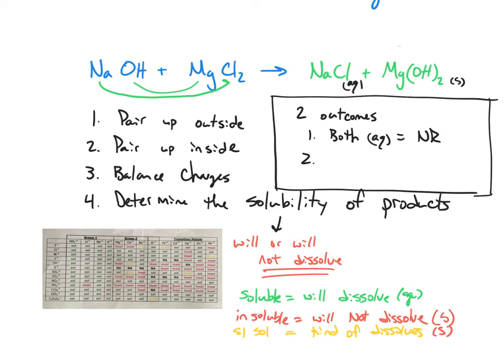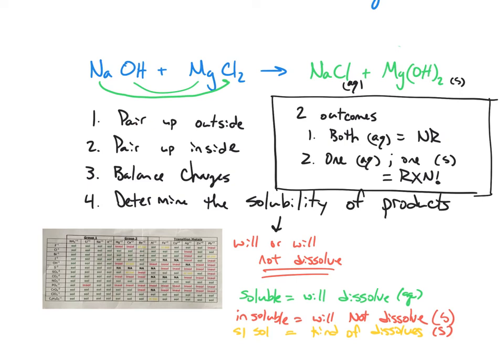Now the other outcome is one is soluble and one is insoluble. If that happens, you get one product that's aqueous and one product that's solid, like in this example, aqueous and solid, then that means the reaction has occurred. So it's not until the very end when you decide whether or not the reaction has happened. You do all the work.